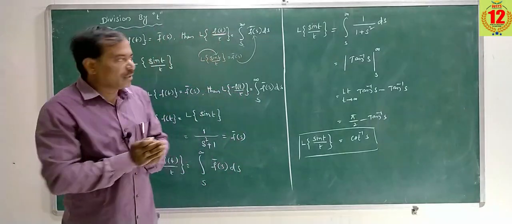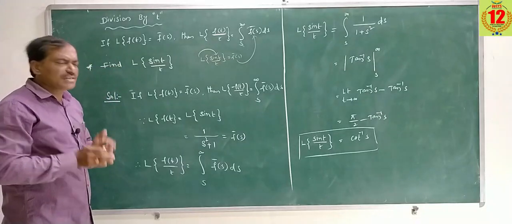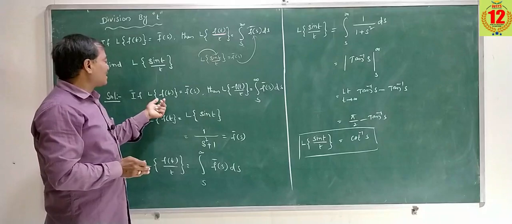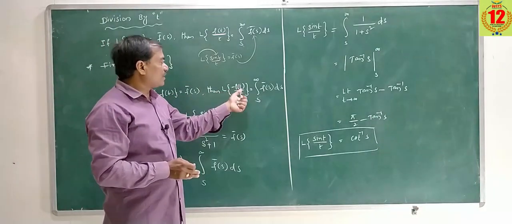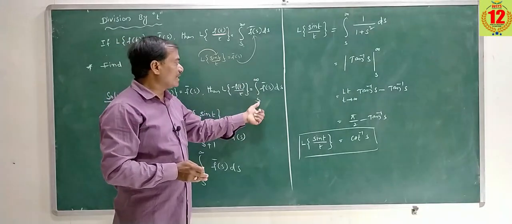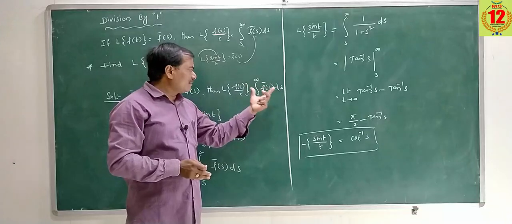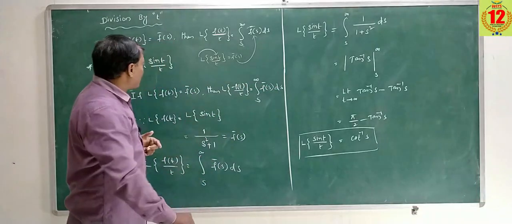Okay, we will see one example. Find the Laplace transform of sin t by t. Yes, we know one of the formulas: if the Laplace transform of f of t equals f bar of s, then the Laplace transform of f of t by t equals the integral from s to infinity of f bar of s ds. So in order to find this integral, first we have to find f bar of s.